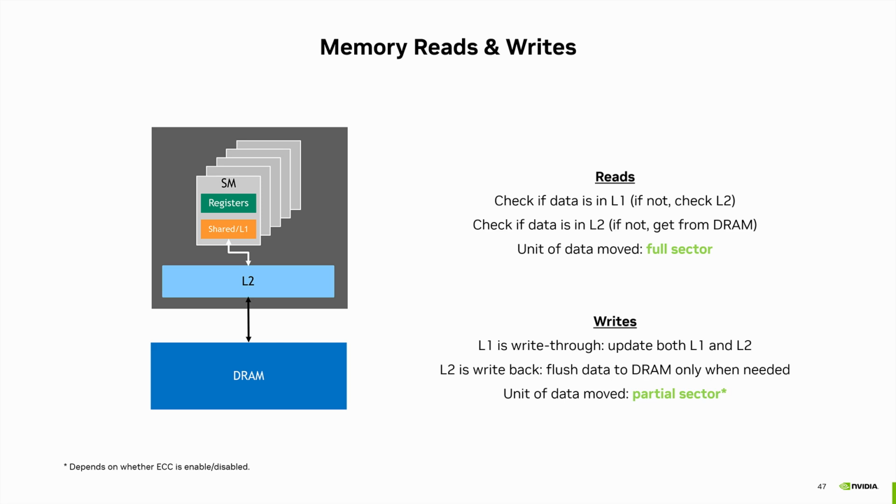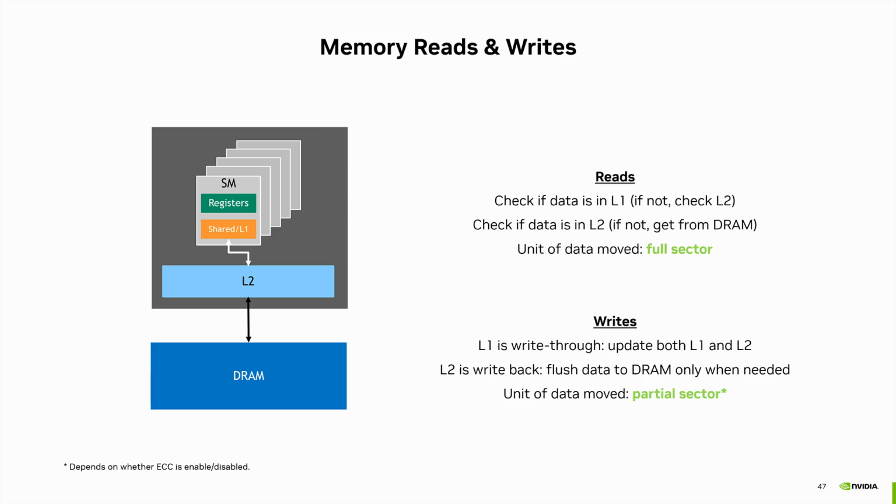When we do a global read, first we check in the L1. If the data is not in the L1, we check the L2, and so on. The unit of data that is always moved is a full sector. For writes, it is good to know that the L1 is a write-through cache, which means it updates both the L1 and the L2. And the L2 is a write-back cache, so it only flushes to DRAM in case of evictions.